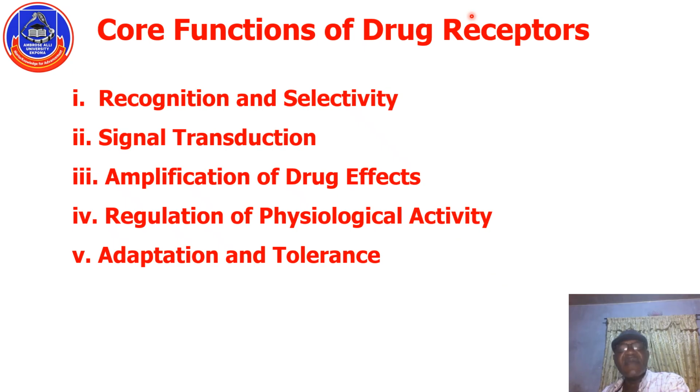Regulation of physiological activity. Receptors modulate normal body functions such as heart rate, smooth muscle contraction, neurotransmission, hormone secretion, and others. Adaptation and tolerance. Chronic drug exposure can alter receptor numbers or sensitivity, upregulating or downregulating, contributing to tolerance and reduced effects or responsiveness. These are the core functions of drug receptors.